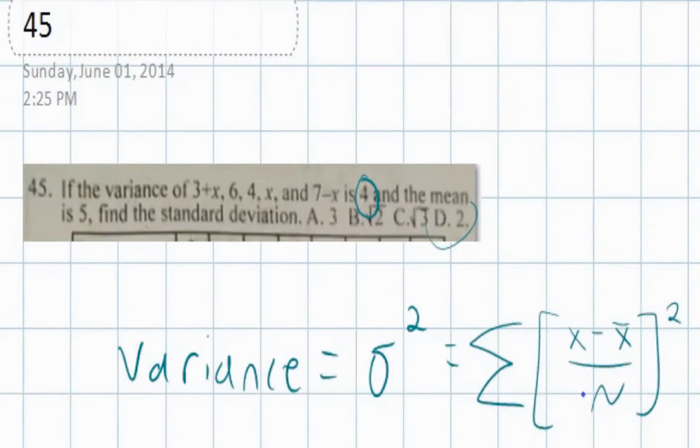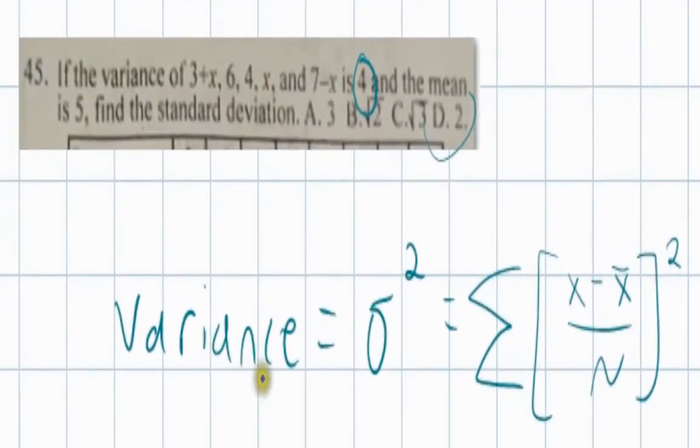Question 45 says if the variance of 3x, 6, 4x, and 7 minus x is 4, and the mean is 5, find the standard deviation. So variance is the same thing as taking the standard deviation and squaring it. And so they just told us that the variance of these numbers is 4. So you don't even have to do anything with these numbers.